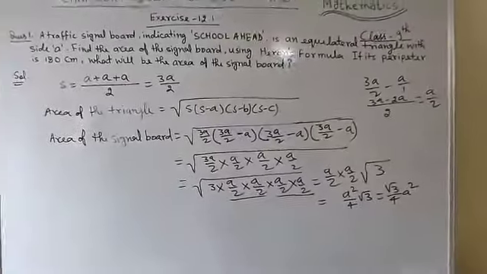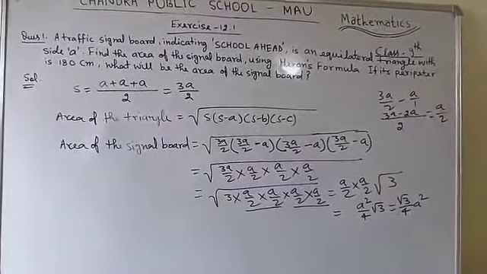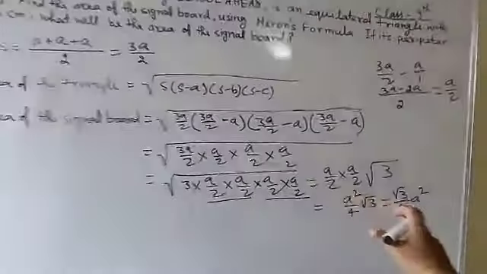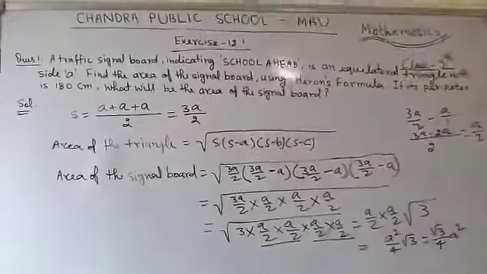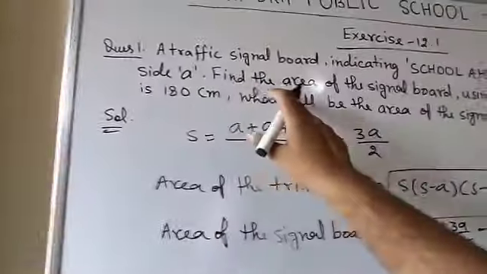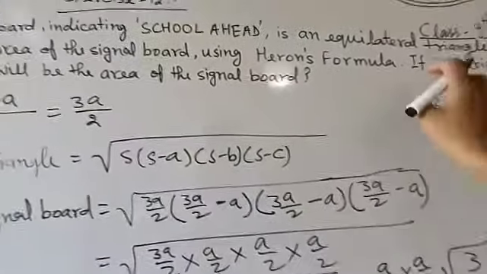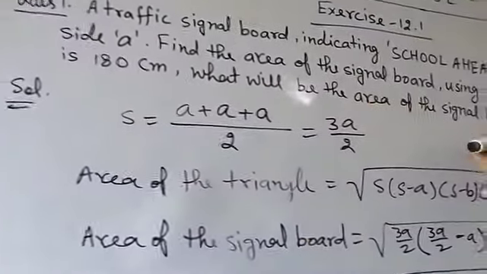So that is the formula also, area of the equilateral triangle equal to root 3 by 4 A square, and I found that by Heron's formula also. Area of this triangle will be root 3 by 4 A square. Now it is the first part of the question. In the second part it is asked to find the area of the signal board using Heron's formula, so that is root 3 by 4 A square. If its perimeter is 180 cm, what will be the area of the signal board?